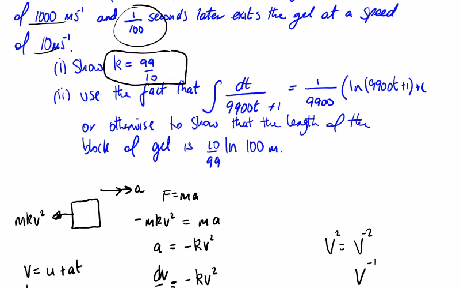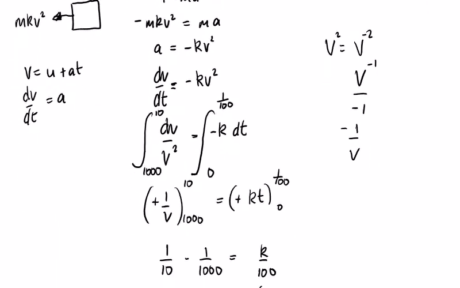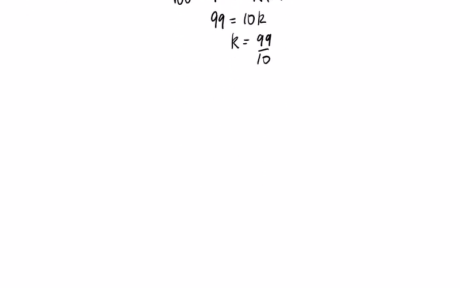Okay, in part 2, use the fact that the integral of dt over 9900t plus 1 is equal to 1/9900 by the natural log of 9900t plus 1 plus c, or otherwise, to show that the length of the block of gel is 10/99 by the natural log of 100. And that's in meters. Okay, let's start this part. So we're looking for distance here.